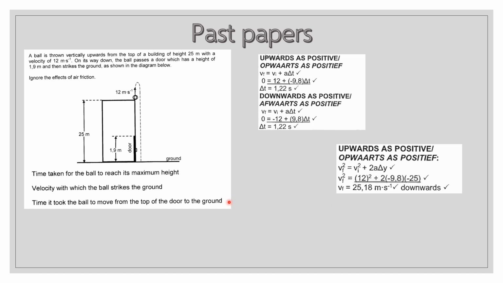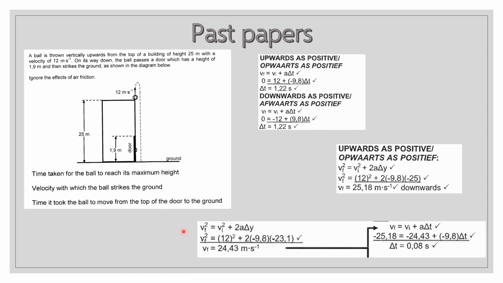The next question, calculate the time it took the ball to move from the top of the door to the ground, which is here to here. The first thing, you work out what your velocity final will be at this point. You substitute your 12, you substitute your negative 9.8, and then your 23.1.